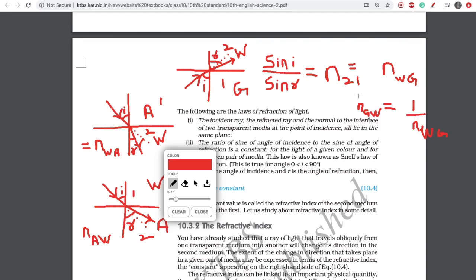So this is a formula that you have to note down. What is the formula? n12 equals 1 by n21. So whenever there is a problem like this, where they have asked for glass with respect to water, but if you do sin i by sin r you get n water glass, then you have to do 1 by that. So note this formula down also, it's very important.